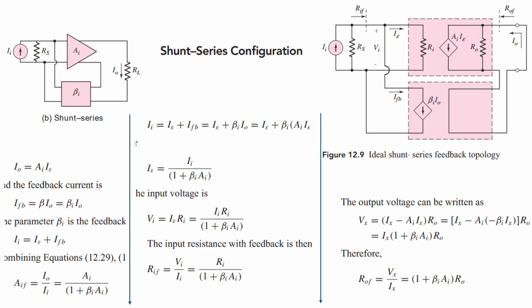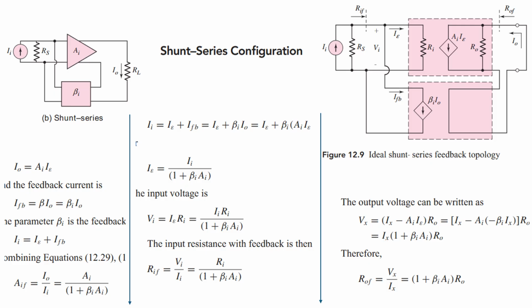Another one is the shunt-series configuration. Now see the first picture, which contains the shunt-series. On the left side shunt means parallel, and on the right side series means in series. Here again we are adding the amount of current that we feed back directly towards the input terminal, so that is shunt. Now we are collecting the current from the right side. Again you can find the input resistance and output resistance.